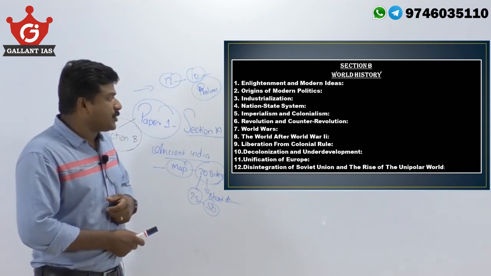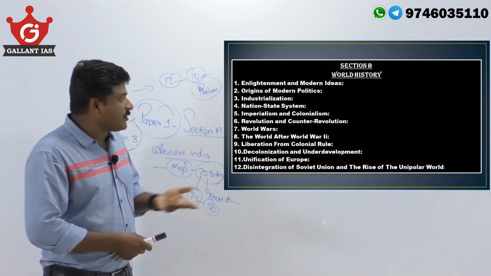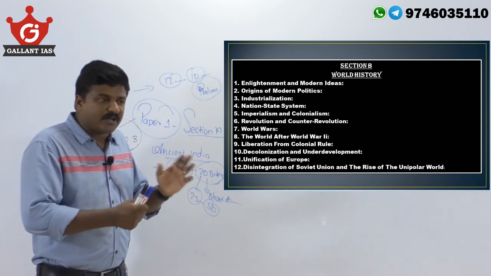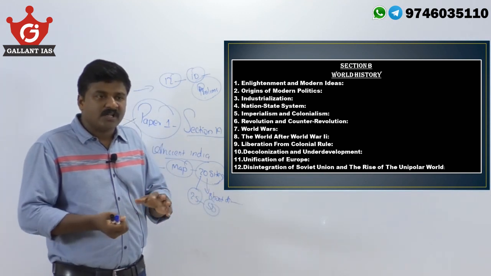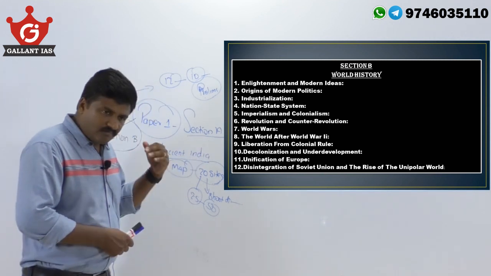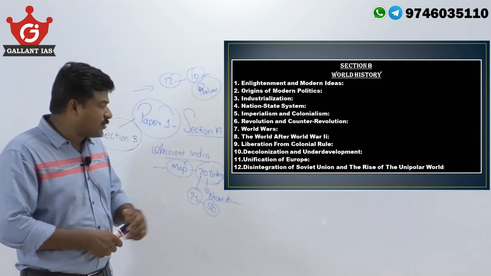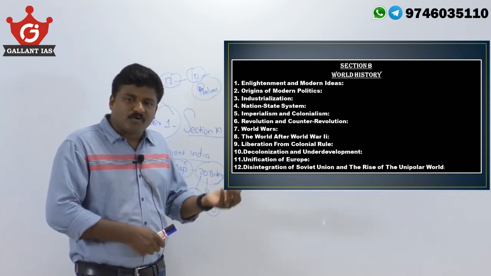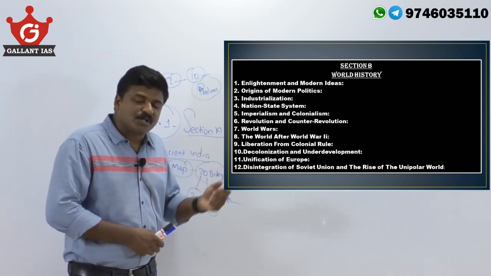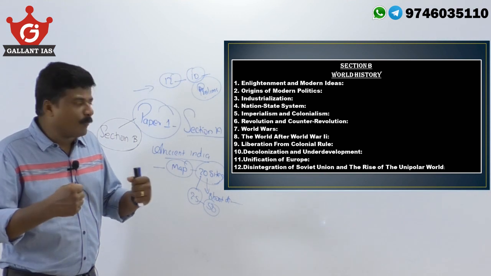Origins of modern politics, okay, American Revolution is there, American Civil War is there, French Revolution is there, industrialization, nation-state system, unification of Germany, unification of Italy, then nation buildings in Europe, imperialism, colonialism, revolution, counter-revolution, World War I, World War II, its causes, consequences, liberation from colonial rule, that is decolonization, then unification of Europe, disintegration of Soviet Union, and rise of USA as a unipolar world.